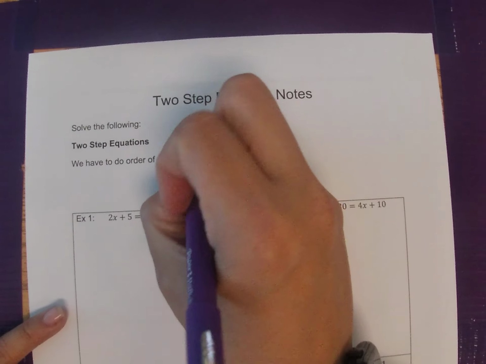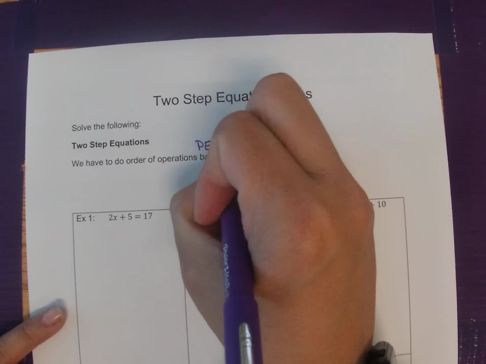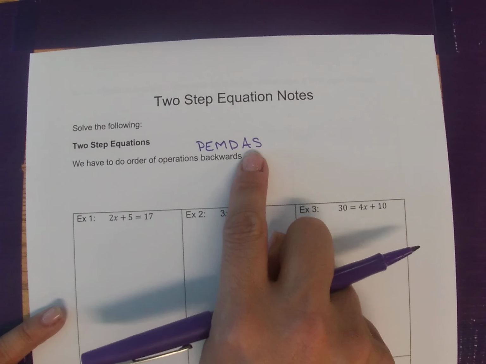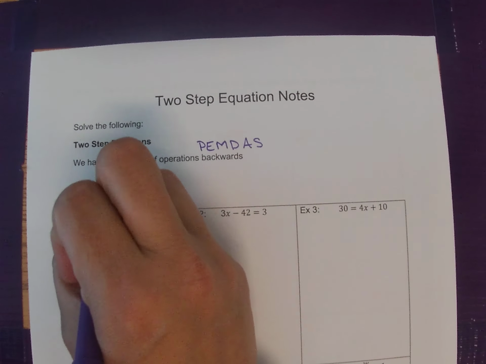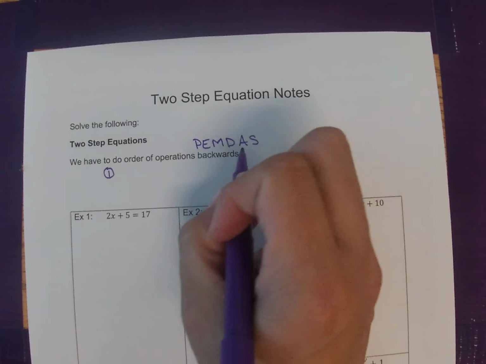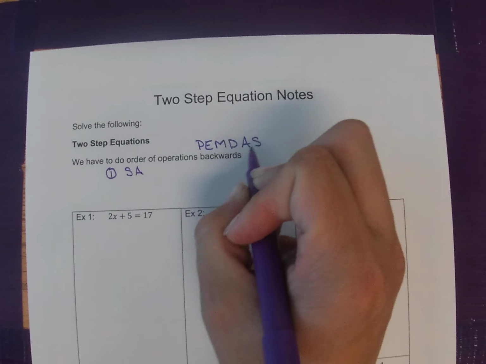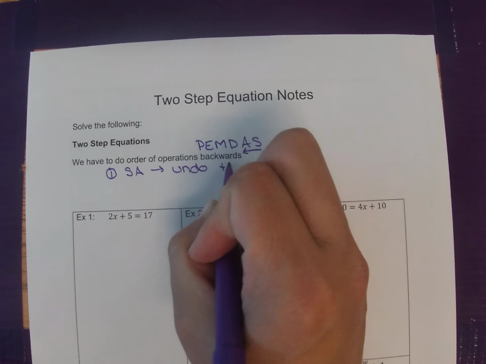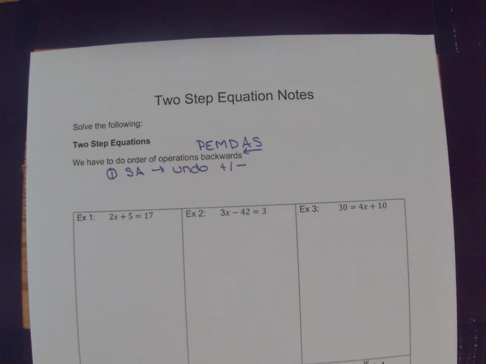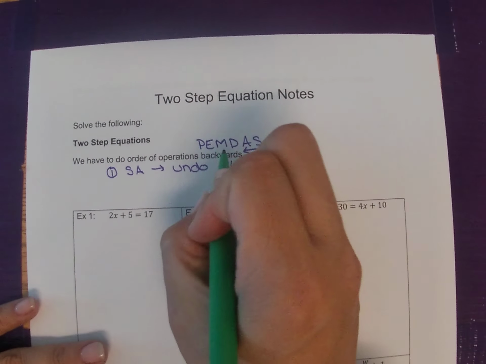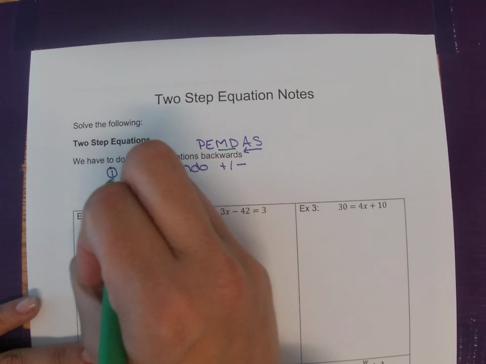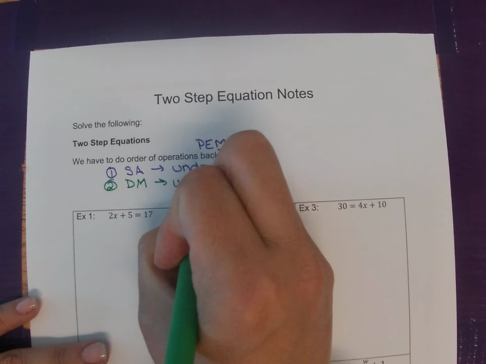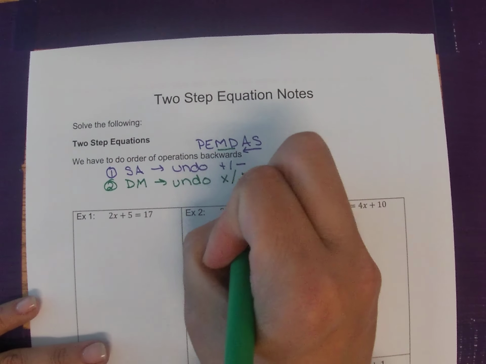So most of us know order of operations as PEMDAS, right? Where we have parentheses, exponents, multiplication and division come together, addition and subtraction come together. So if we're gonna do that backwards, that means the first thing that we wanna undo, going backwards, is addition and subtraction. The second thing that we are going to do is work with our division and multiplication. So we're gonna undo any multiplication and division.